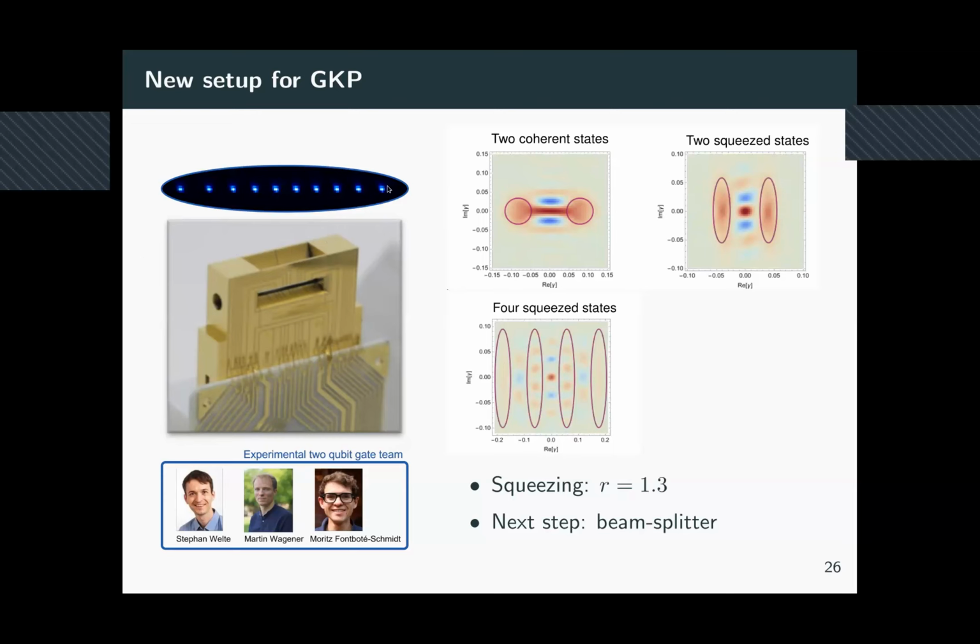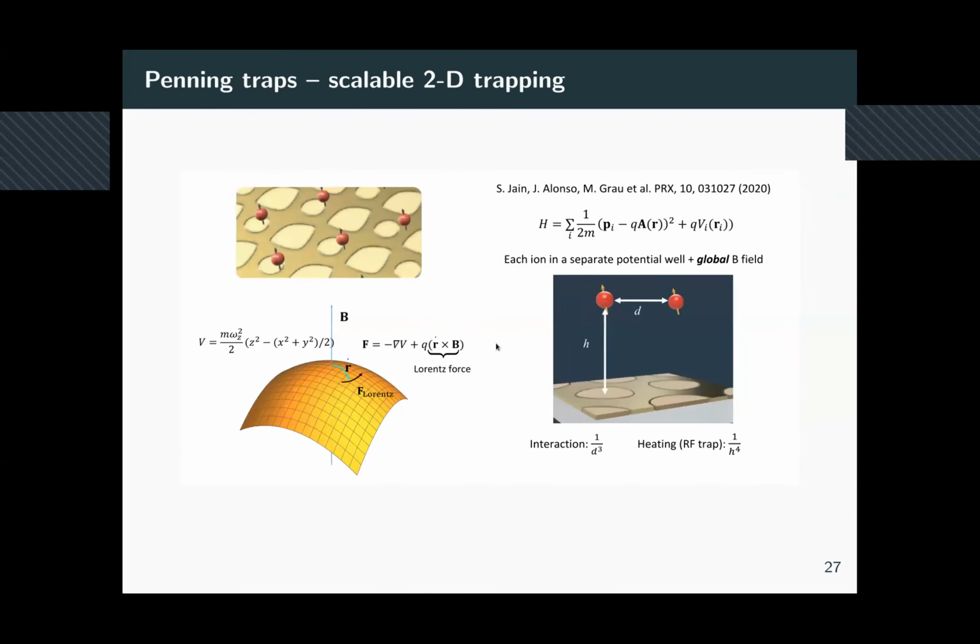And the last thing I want to mention is that in the long term, this architecture may not be the easiest one to scale because you can only make linear strings of ions. So we also have an idea for a 2D, more scalable architecture using Penning traps. And there we've already found very low heating rates compared to even the setup where we did the GKP error correction.